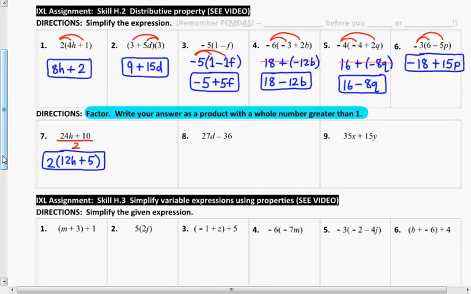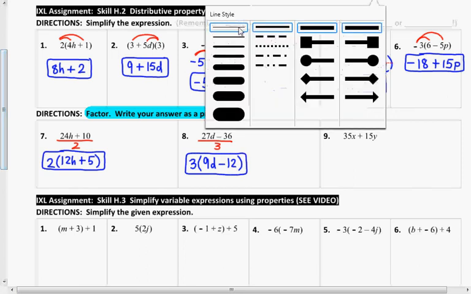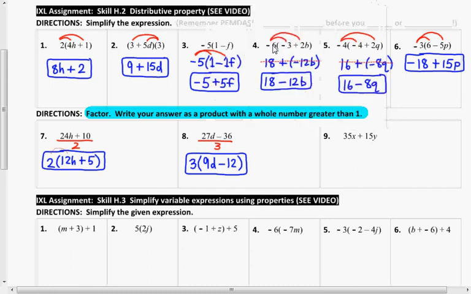What are 27d and 36 divisible by? Well, they're both divisible by 3. I can write that as 3 times what? I would need 9d. 3 times 9d is 27d, and 3 times 12 is 36. So I could write this for my answer. With both of these, remember, the point is that we still have an expression that's equal to the original expression, because if we did distribute, we'd get back to where we started.